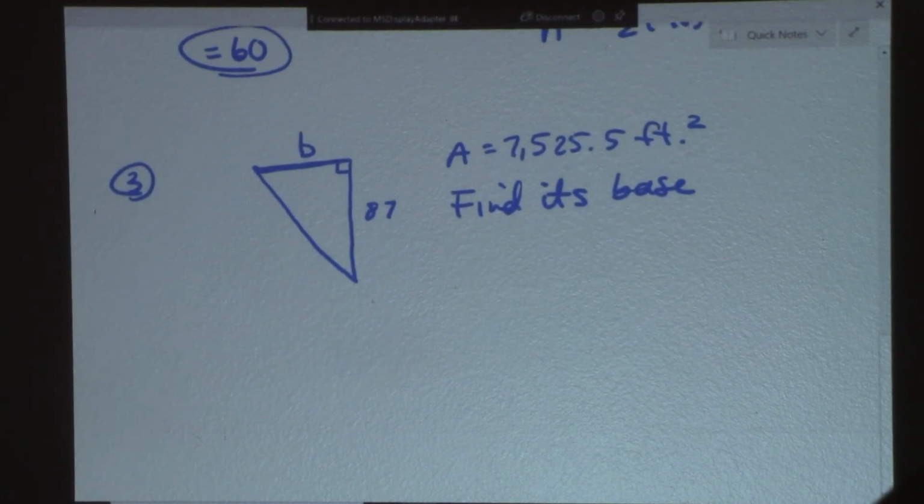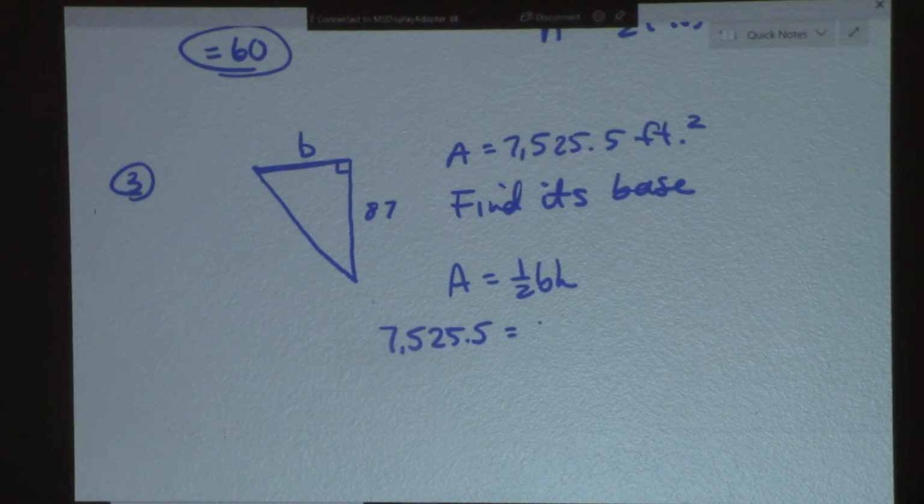So let's look at this. The area is 1/2 base times height. And this time I know the area. These are a lot like these problems that we did last time with the parallelogram, where we were given the area of the parallelogram and we had to find the base of the height. It's very similar, okay? So I don't know B, so I'm going to put B in, and the height is 87. All right?